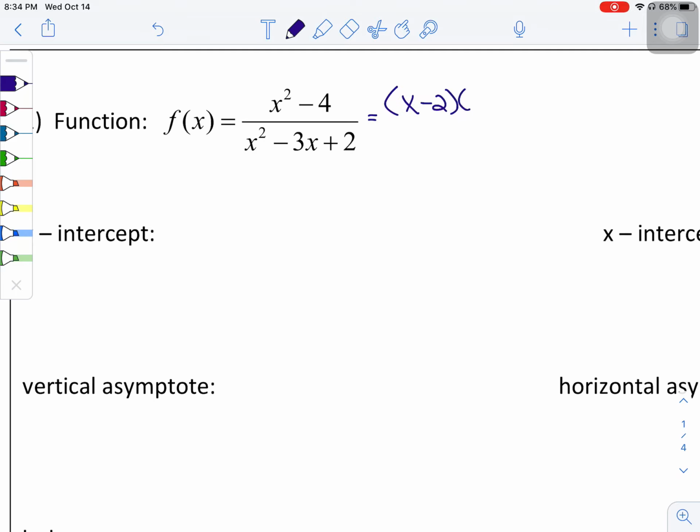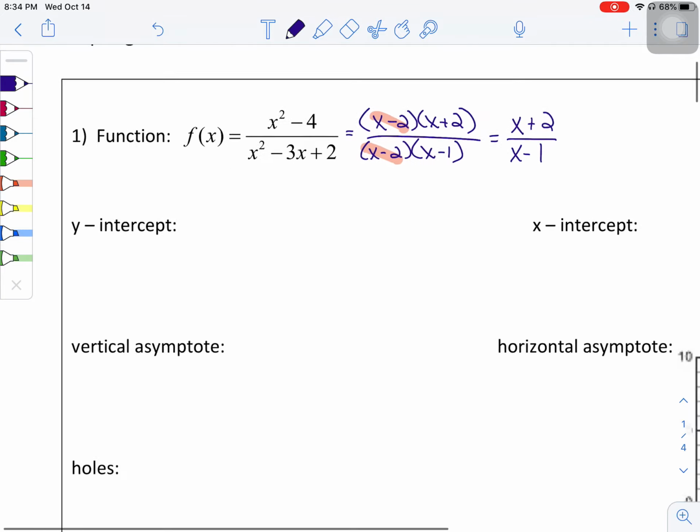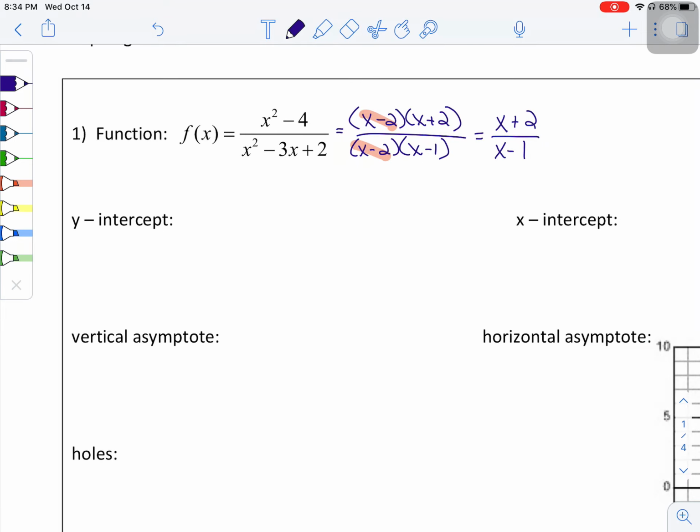So x minus 2, x plus 2 over x minus 2, x minus 1. All right, cancel. Those are gone. My simplified function is just going to be x plus 2 over x minus 1. To find a y-intercept, make x equal to 0. So that's going to be 2 over negative 1, negative 2. So my y-intercept is (0, negative 2).